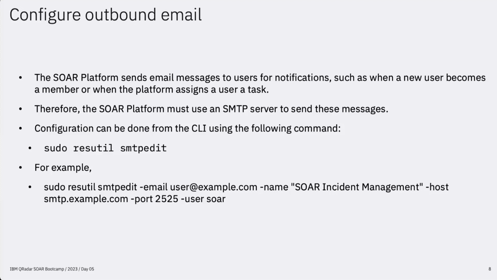Okay, how can we do that? Outbound email configuration has to be done from the command line using this command, resutil smtp edit. For example, this is a sample command, resutil smtp edit. You specify the email and the name of the email inbox. This is the email address from where the email will be sent out. This is the mail server, smtp.example.com, and the port on which it is running. The user could be an email or a valid user of the email server against which you can authenticate.